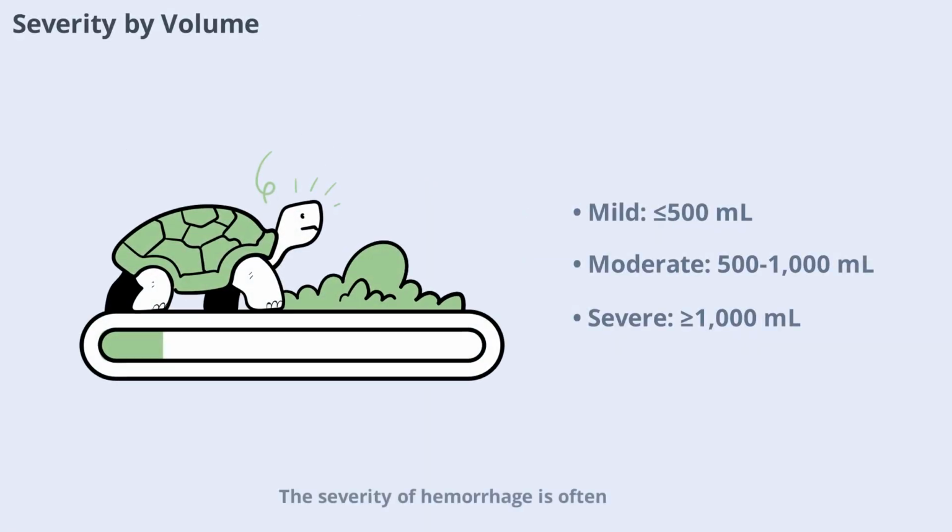The severity of hemorrhage is often determined by the volume of blood lost. Mild hemorrhage involves up to 500 ml of blood loss, moderate ranges from 500 to 1000 ml, and severe hemorrhage is defined as more than 1000 ml lost. In oral surgery, even moderate blood loss can be significant, especially in smaller or medically compromised patients. Accurate estimation of blood loss is essential for timely intervention and preventing shock.